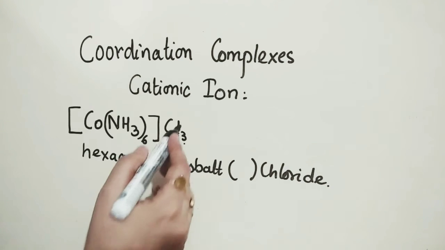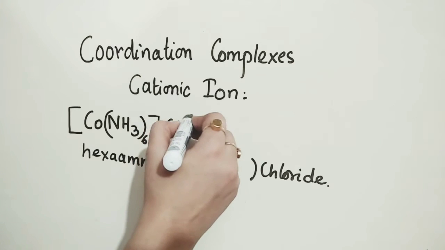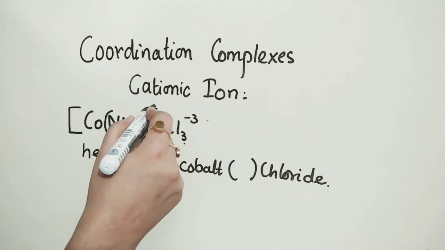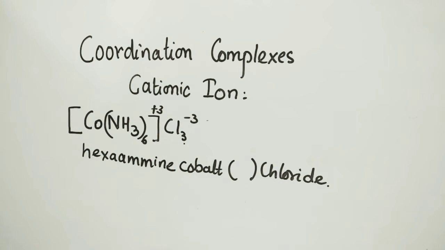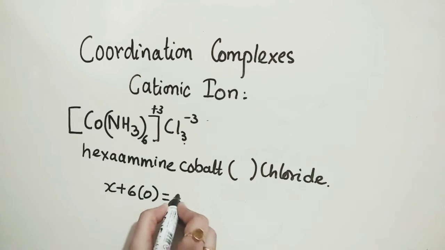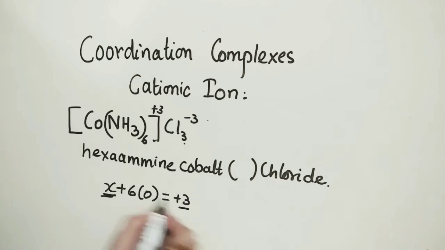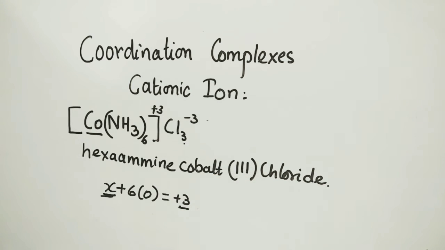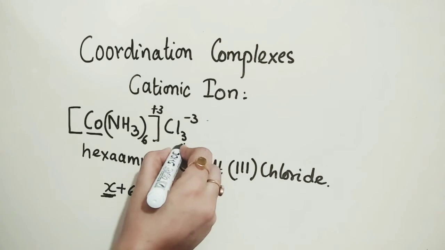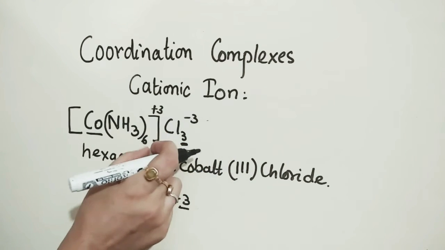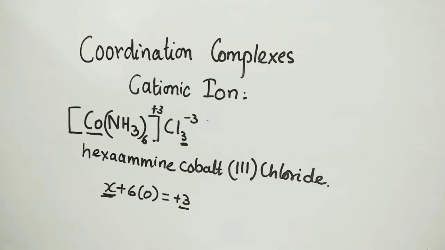Since Cl is 3 here and each Cl carries the -1 charge, meaning the charge because of Cl3 is -3, the opposite charge is present on the complex, that is +3. Now we will equate this. X plus 6 into 0 is equal to +3. So now the oxidation state of X is +3, meaning we will write it like this, in Roman numerals. So hexaammine cobalt(III) chloride. We don't have to mention the Cl3 as a prefix here because the use of this Cl3 is only to find out the charge over the cationic complex.